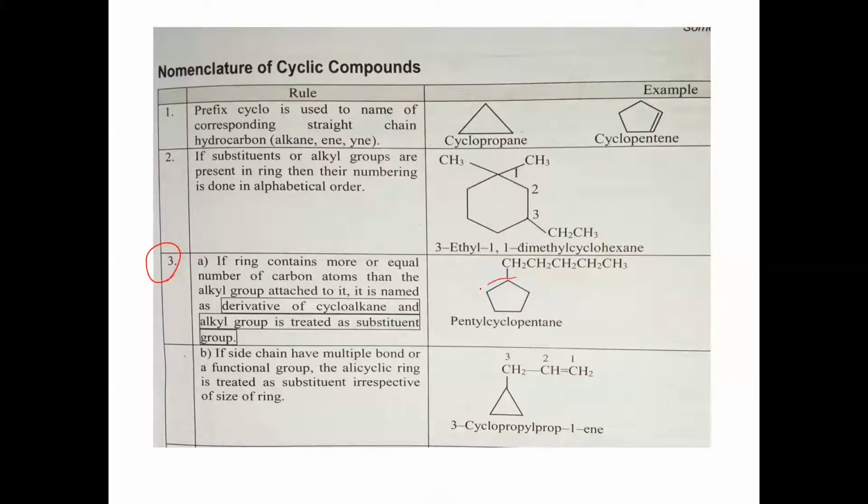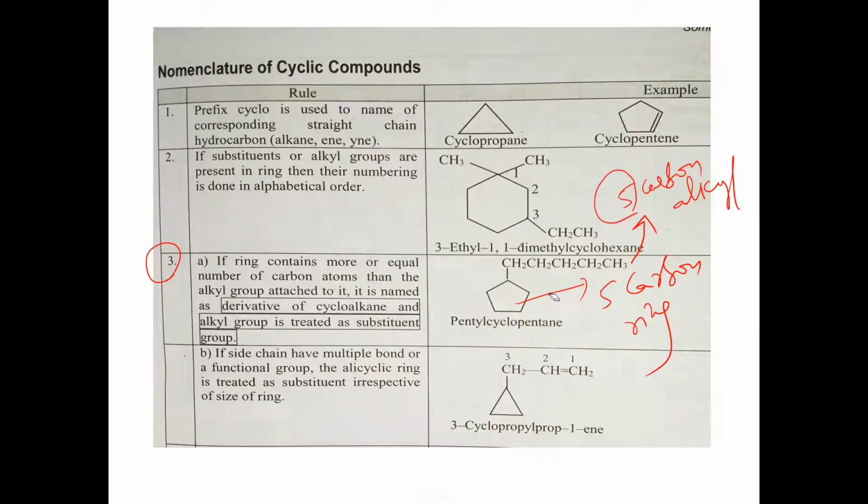So here in the ring, how many carbon atoms are there? 5. So here is a 5 carbon ring. And here how many carbons in the branch? 1, 2, 3, 4, 5 carbons. So the alkyl group is a 5 carbon branch and a 5 carbon ring is there. So in this case, what do we take as parent compound?